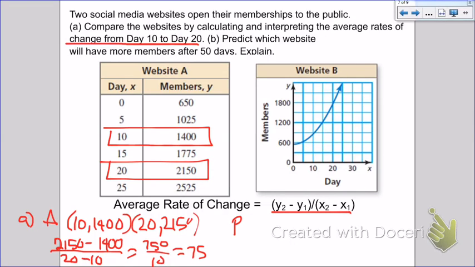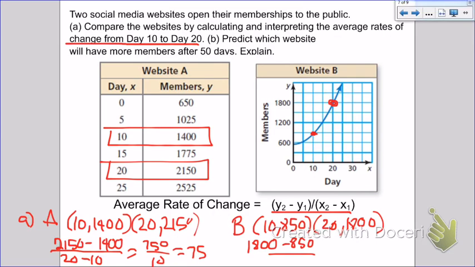And then let's go ahead and look at B. For B, we're actually going to have to look at the graph. On the graph, it looks like it's about (10, 850) and (20, 1800) are my points. So again, I've got my 2 points, 10 and 20. Change of y, 1800 minus 850, over change of x, 20 minus 10. And those numbers give us 950 divided by 10, which is 95. So which one's bigger? Website B.